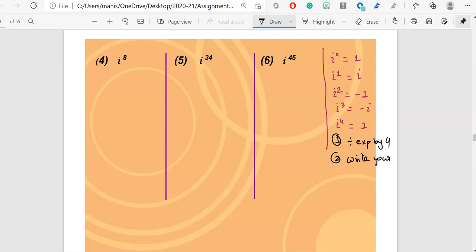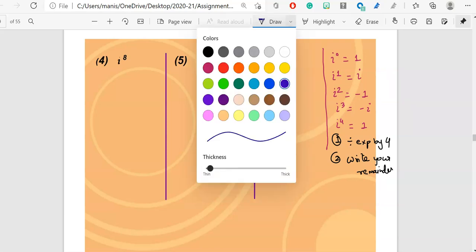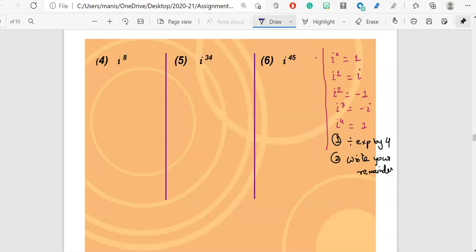remainder. Now I'm picking a big number over here. Instead of I to the power 8, I'm just changing the question. 8, 2, 5, 3, 7, something. Or let me do this problem from the easy one, then I will go to the difficult one. So we are having I to the power 8. Let's read our formula. Step number 1 says divide your exponent by 4.